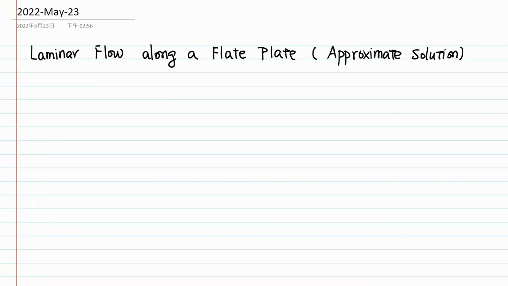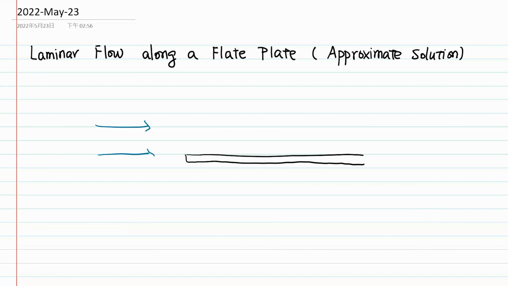So again, let's first draw a schematic describing our problem. So we have this flat plate like that. We have fluid approaching from the left with a velocity v infinite. Again, we will define the direction along the plate as x and perpendicular to it as y.